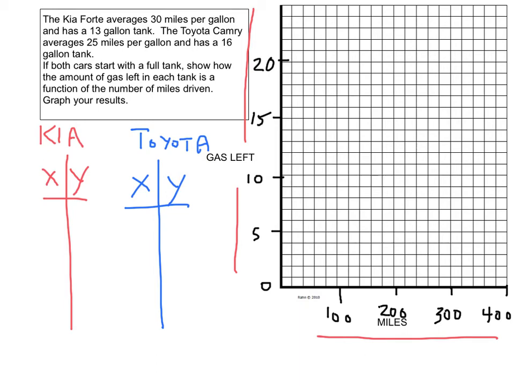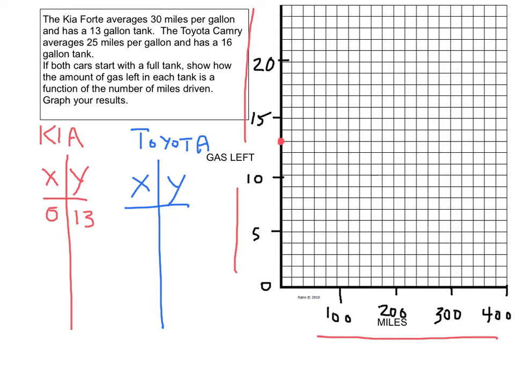The Kia starts with how many gallons in the tank before any miles have been traveled? So in other words, miles traveled is 0. How many gallons would be in the tank? That's right, it'd be 13, right? Because it has a full tank. So the point (0, 13) would be on our graph, right there.